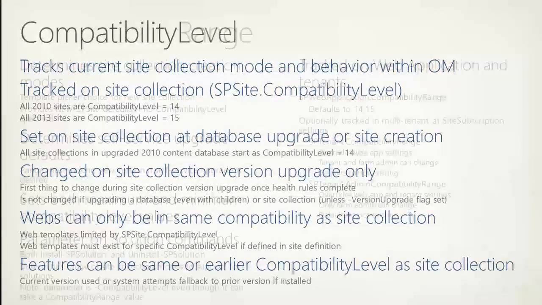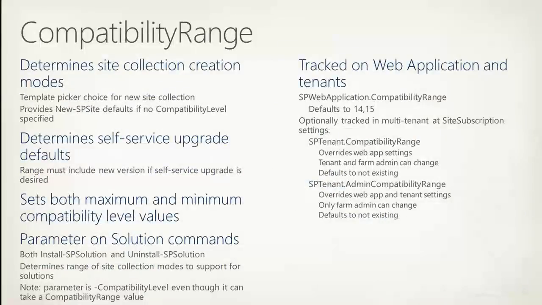Now, one of the things that also is introduced is something called compatibility range. We have 2 different compatibility levels on the farm. Which one do you want your folks to use? Do you only want them to use the new version? Do you want them to only use the old version and not do any upgrades yet, except specific places that you tightly control as a farm administrator? You can do that through the web application's compatibility range value.